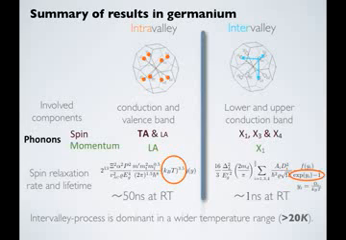And this can be understood by considering the lower energy of the X1 phonons of germanium, which is about half of the energy of the sigma-1 phonons in silicon. Another reason is that the T to the 7/2 dependence of intra-valley spin relaxation is even weaker at lower temperature.